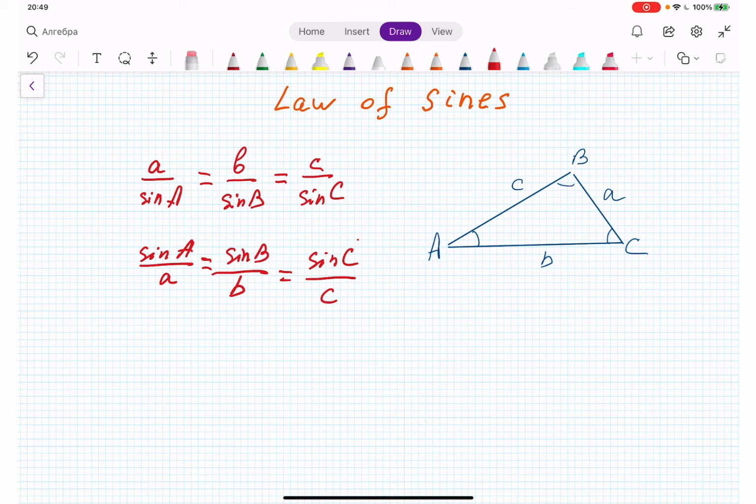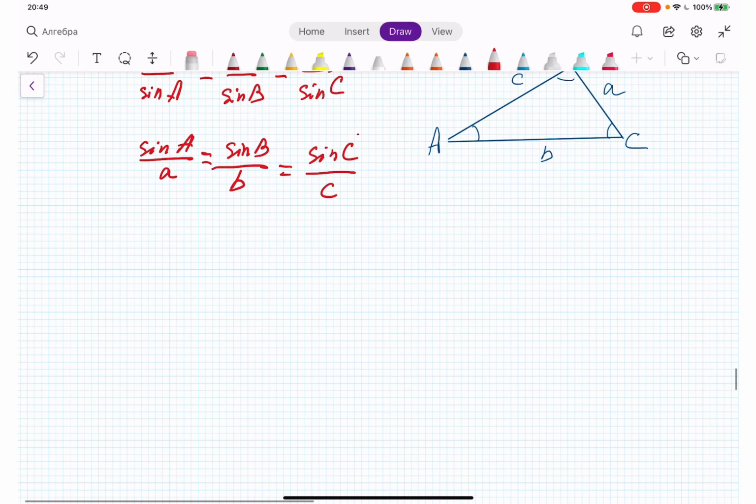Okay, so let's solve a couple of problems and see where we can use our law of sine, or sine law. All right, so question number 1.